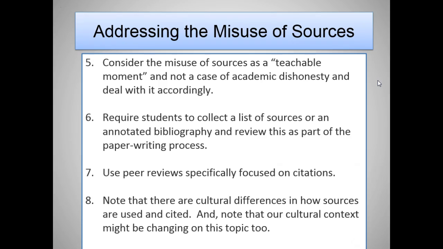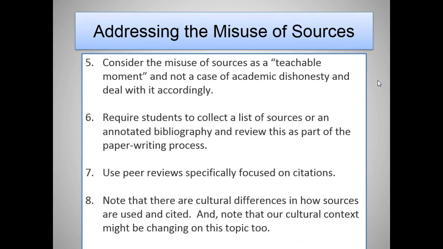Or even if all you do is make sure you're giving feedback so that the student knows that it was a teachable moment, and maybe they lost points on the section of the rubric that talks about citations, they can do better next time. Require students to collect a list of sources or require them to do an annotated bibliography and review it before or as part of the final project.